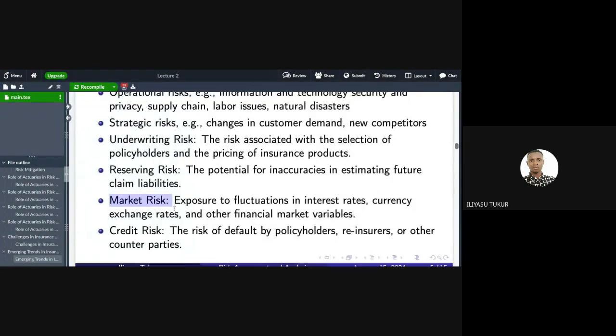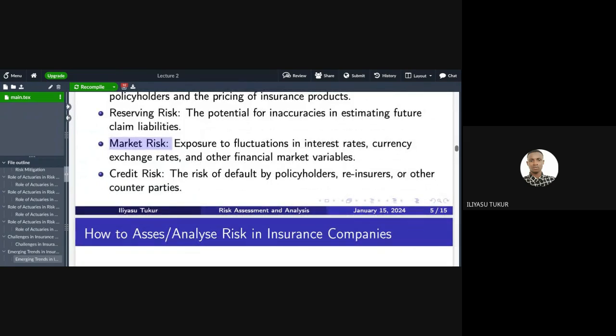So we have market risk, exposure to fluctuation in interest rate, currency exchange, and other financial market variables. Insurance companies don't just pay out claims. One will think, okay, we are just giving out premium, we don't even deal with money like exchange rate and stuff. But insurance companies invest. By the time they invest their money, they should know where to invest, the kind of stock to buy. So all this is a kind of operation that is very, very wide. But these are the kind of risks that insurance companies take into account.